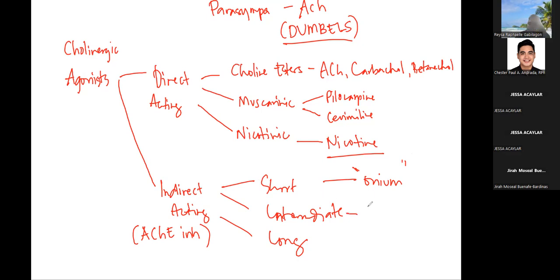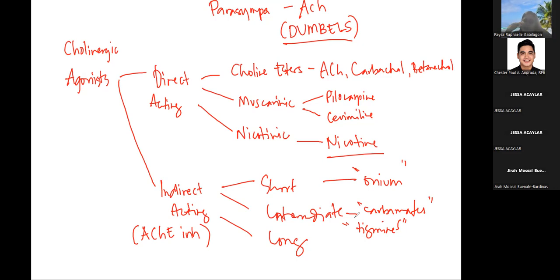Okay? And then for the intermediate acting, these are our carbamates. For our carbamates, we can also identify them by their names. We have the stigmines like neostigmine, physostigmine, pyridostigmine, etc. But all of them are also used for myasthenia gravis. We just have drugs like rivastigmine and those with it, like tacrine, and donepezil that are used for Alzheimer's disease, because we all know that acetylcholine also contributes to our memory.